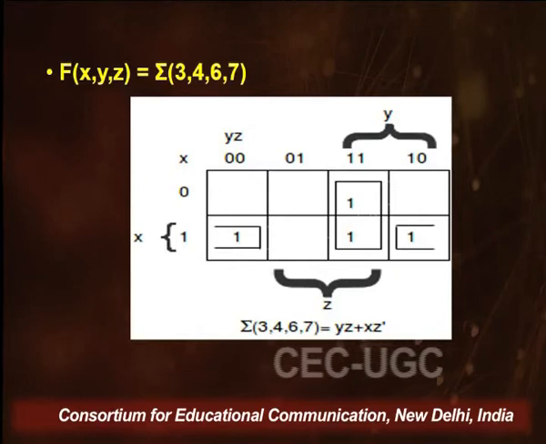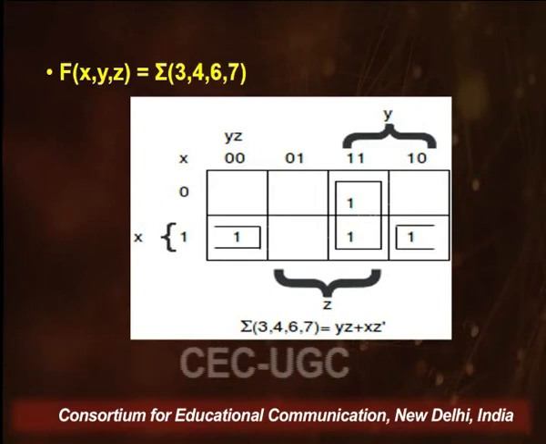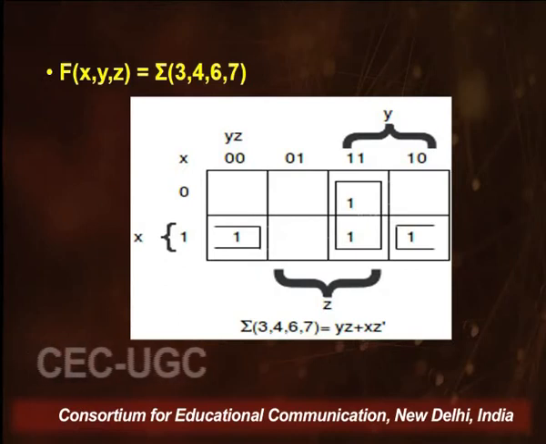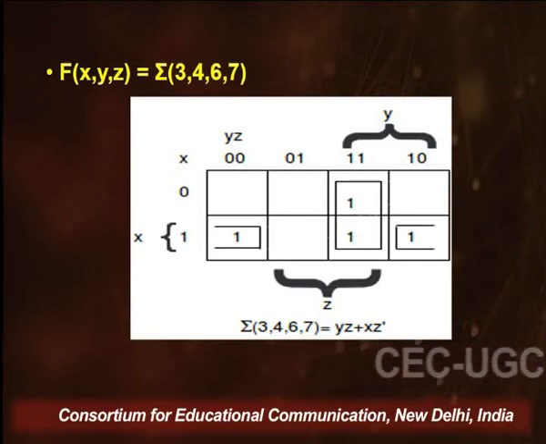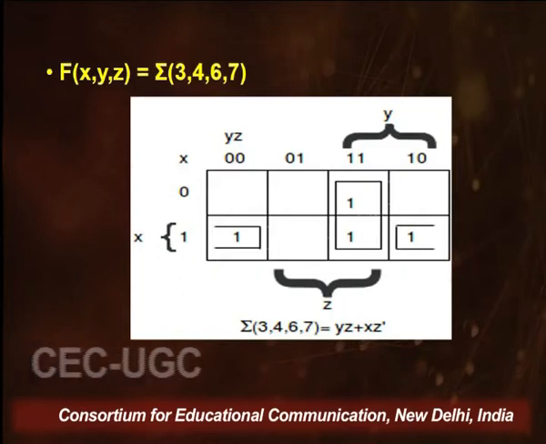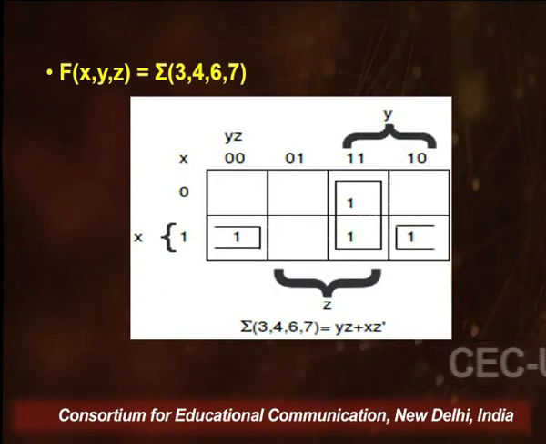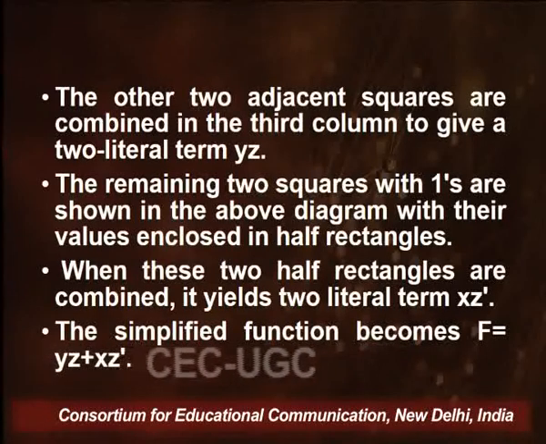Let's take another example where I am showing you the wraparound concept of grouping the values. Look at the second row, extreme corners. The value x remains the same for both of them. y changes from 0 to 1, whereas z remains constant at 0. So what we get in the second row is the term x z dash. So wraparound can be done for 2 or 4 variables provided they are logically adjacent. The two adjacent squares are combined in the third column to give a 2-literal term yz.